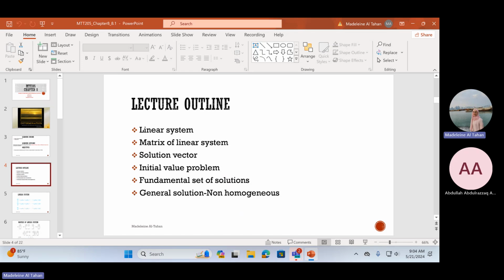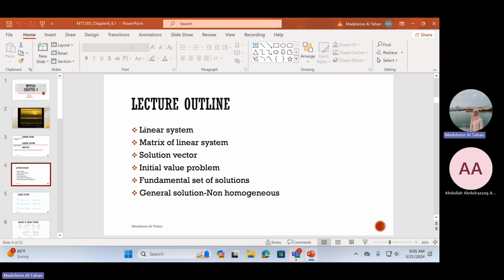This is the method that we will learn, hopefully in chapter 8, to solve linear systems. It doesn't mean it's the only method; there are other methods too, but in our syllabus we are not responsible for them. Then we will discuss initial value problems. We'll talk about the fundamental set of solutions, because I don't want just to find a solution, we need to find all these solutions. And then we'll talk about the general solution of non-homogeneous systems.